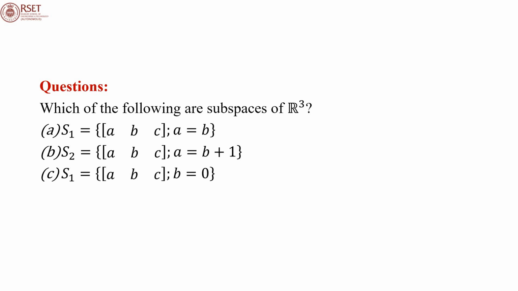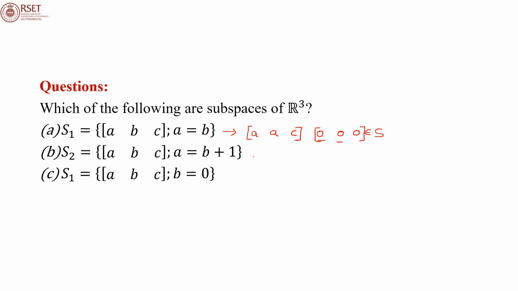Now there are 3 questions for you to work out. Which of the following are subspaces of R3? The first one is the set of all (a, b, c) such that a is equal to b. So every element of this set will be of the form (a, a, c), where the first and second entries are a. Will the zero vector be a part of this set? Yes, because 0, 0, 0 has its first and second entries the same. So this will belong to S. So from this we cannot conclude that it is a subspace. Only if it does not belong to S, we can clearly say that it is not a subspace.